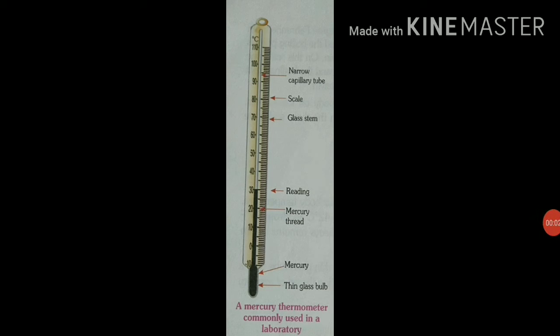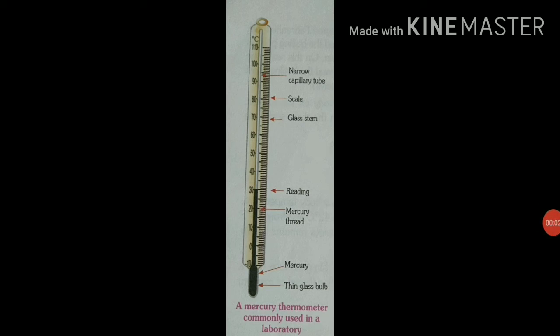Students, let's observe the picture which is given on the screen. A mercury thermometer commonly used in a laboratory. So it is the structure or picture of a laboratory thermometer. Now observe the picture carefully. At the lower end of this thermometer, a thin glass bulb is there which is filled with mercury.